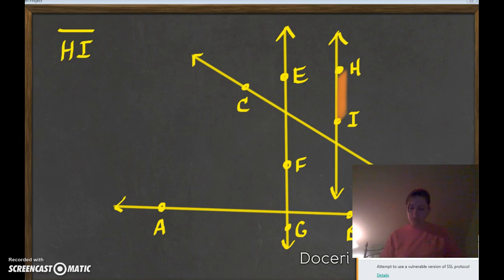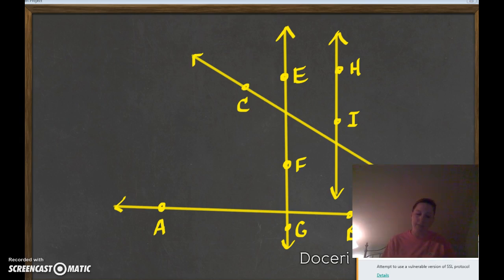Another line segment you may identify would be FG. So that line segment, FG, again, no arrows on the end of that. And then one more line segment could be AB, line segment AB, could be another line segment.